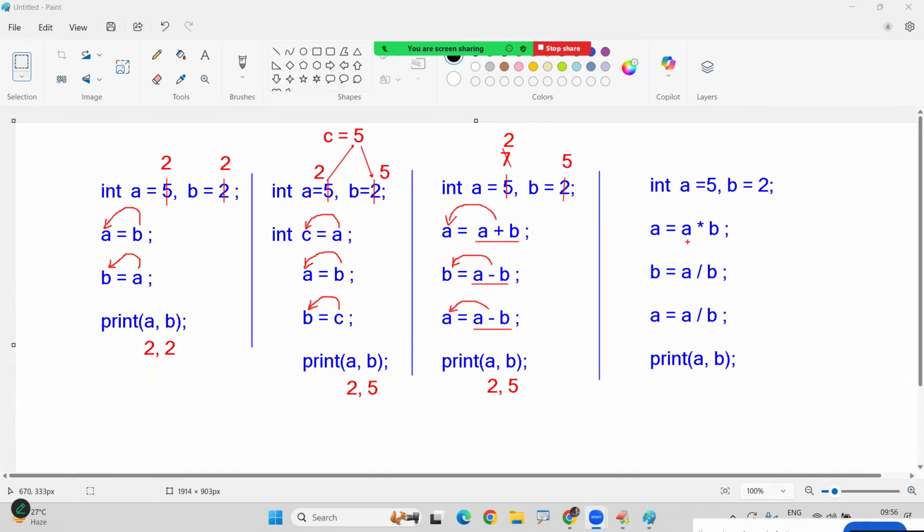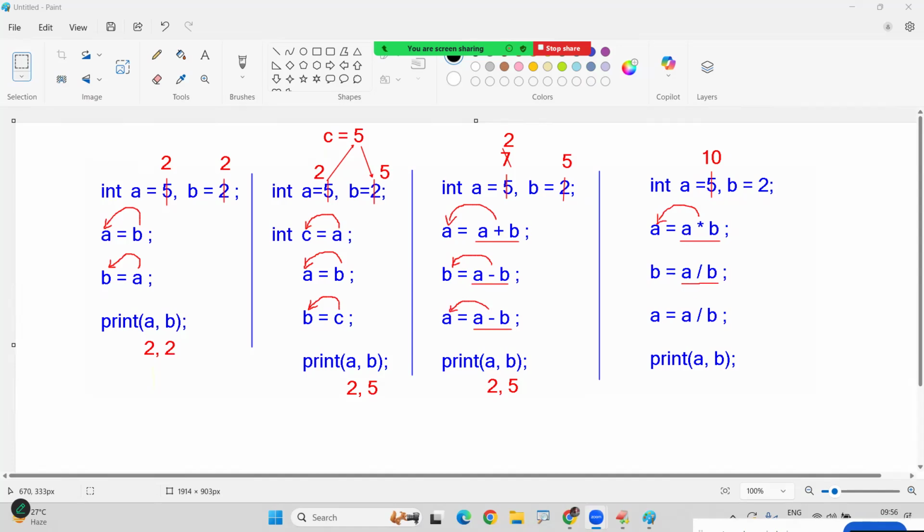Now look at this again. A into B. A value 5, B value 2. 5 into 2 is 10. 10 will store into A.